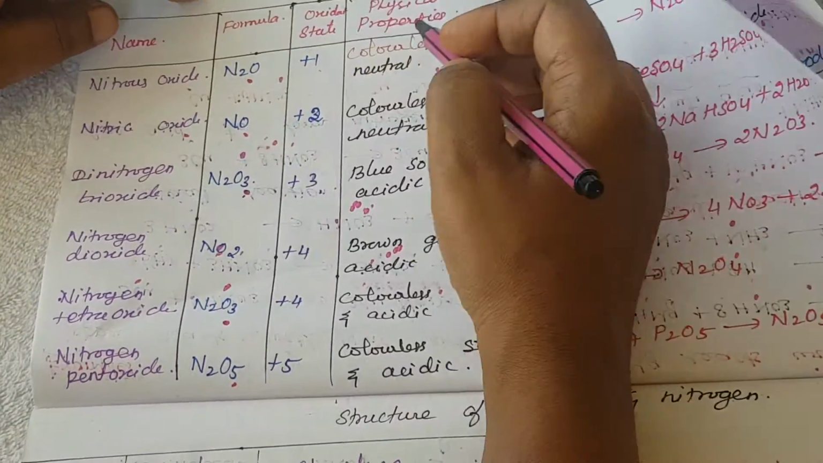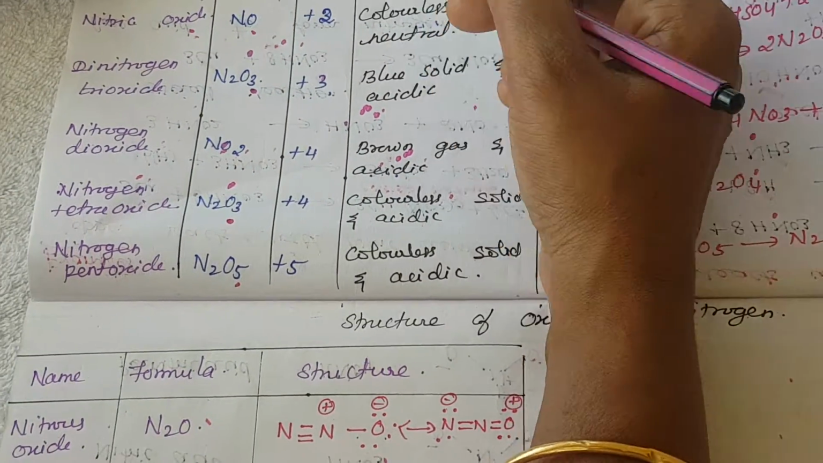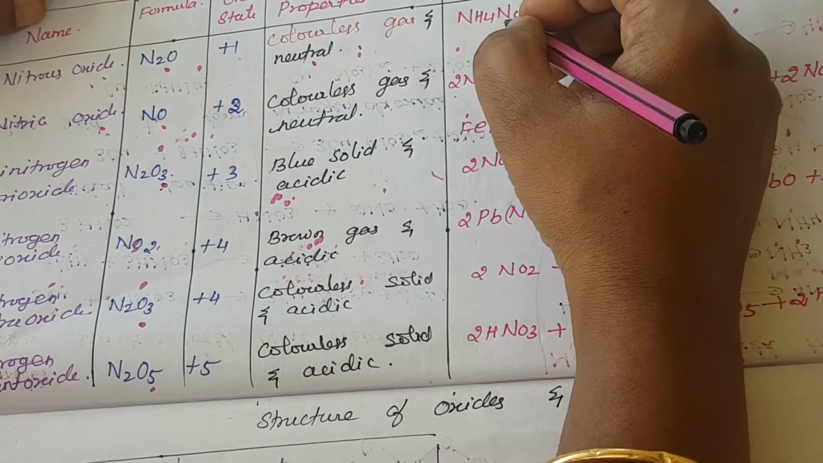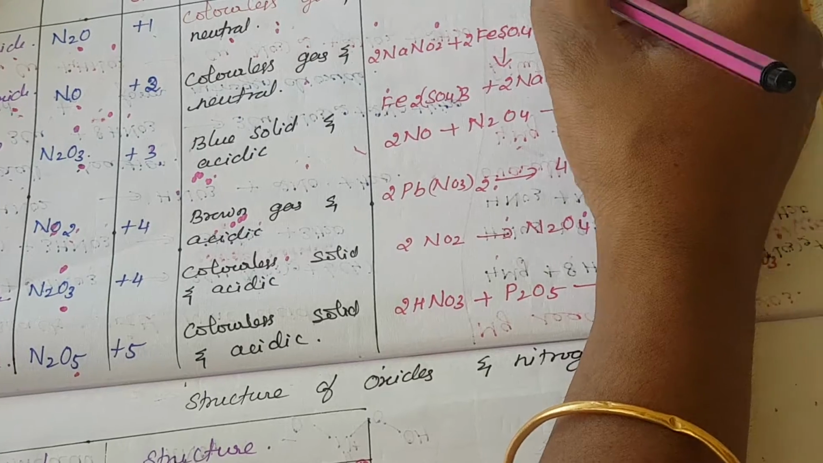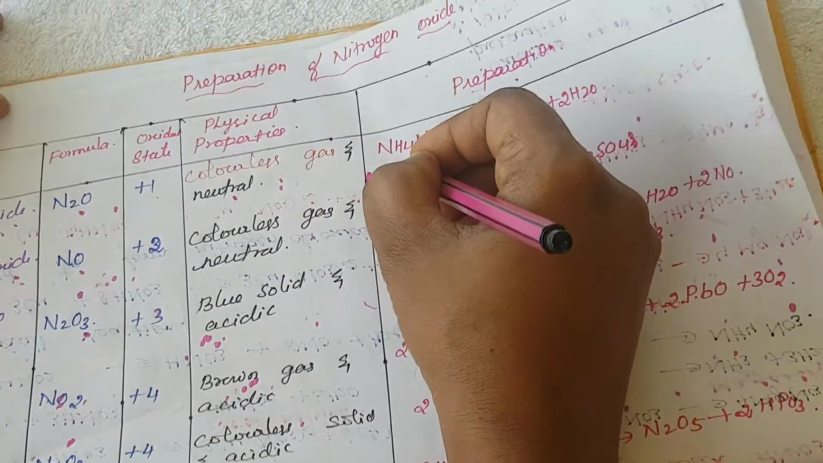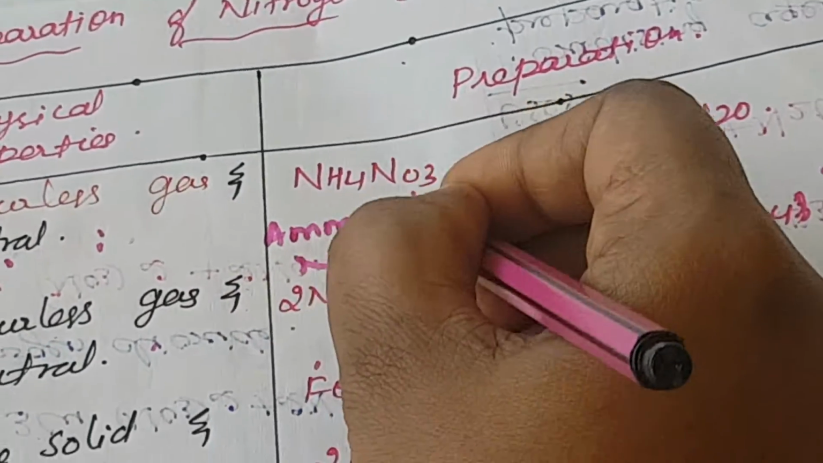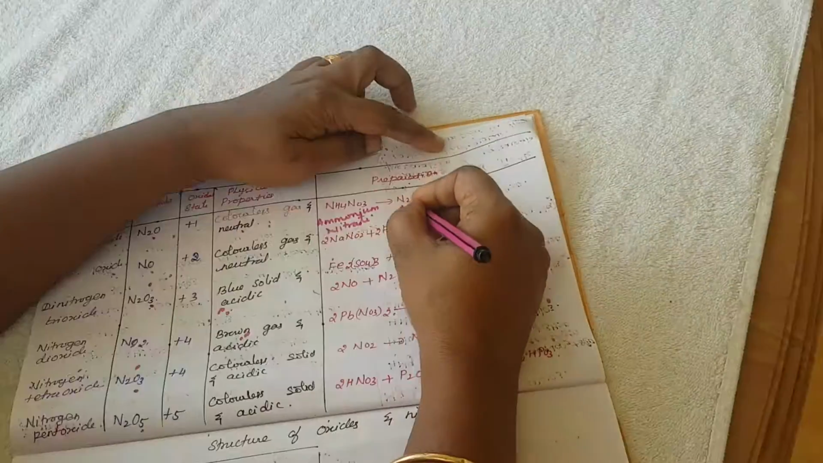So these are all the oxides. What are the physical properties? Nitrous oxide is a colorless gas and neutral in nature. Another one is how it will be prepared. The preparation is that ammonium nitrate is decomposed into nitrous oxide and water molecules. That is how it will be prepared. Ammonium nitrate decomposed into N2O. So that is nitrous oxide.